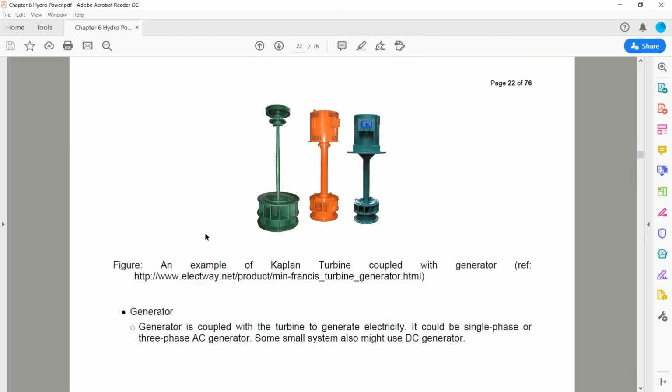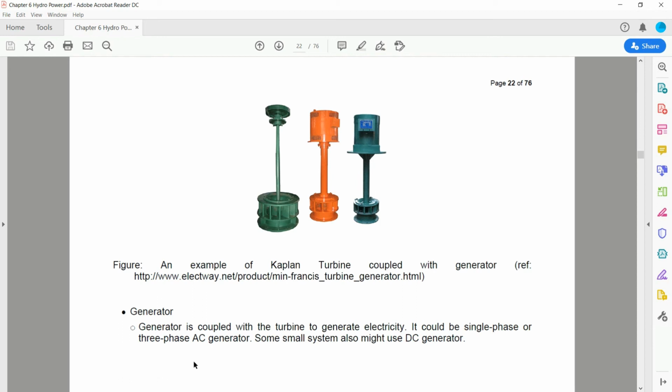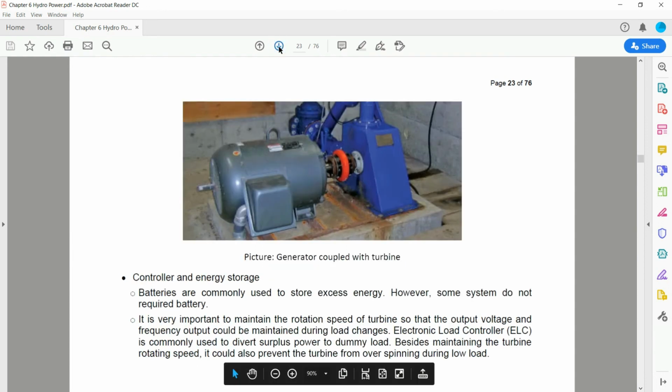So this is another example, a picture of a Kaplan turbine coupled with the generator. Okay, so it will be coupled with the generator. The generator is coupled with the turbine to generate electricity. It could be a single phase or three-phase AC generator. Such small systems might also use a DC generator. So this is a picture where the generator is coupled with the turbine. This is the generator, and this is the runner inside here.